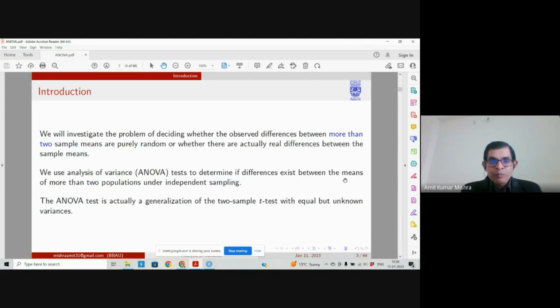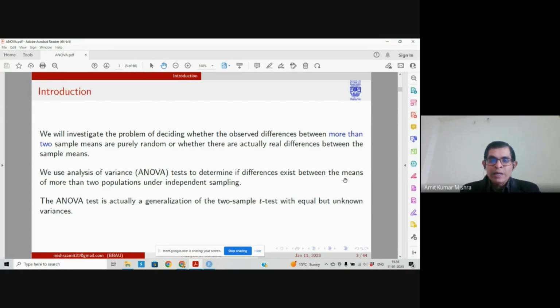So the first thing is, what is analysis of variance? All of you have seen the t-test. In the t-test, if you have two populations, you compare the means of the two populations. Now, if we want to test the means of more than two populations, how do we perform that? We will investigate the problem of deciding whether the observed differences between more than two sample means are purely random, or whether there are actually real differences between the sample means.